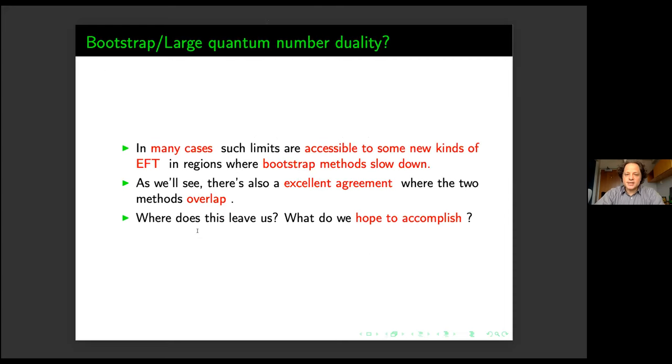So in many cases, limits like that are accessible to some new kinds of effective field theory in regions where bootstrap methods slow down. And we'll see that there's also excellent agreement where various methods overlap. So now what does this leave us? What do we hope to accomplish?